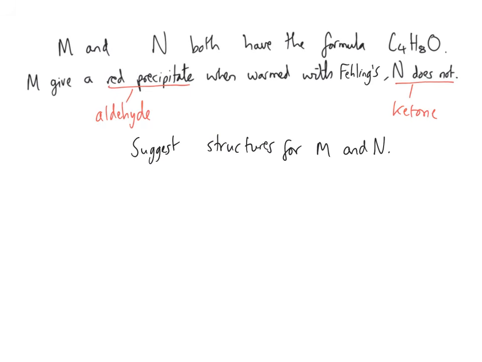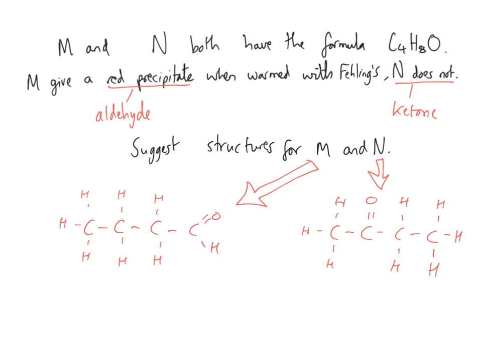And just as before, the exam question will give you the command to suggest structures for M and N, and this is just a case of now drawing two suitable chemicals, one being an aldehyde and the other one being a ketone. My advice here is to keep it simple if you possibly can, and here are the two structures. We've got a straight chain aldehyde, butanal for M, and a straight chain ketone, butanone for N.